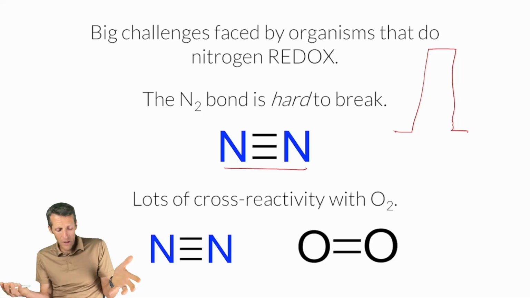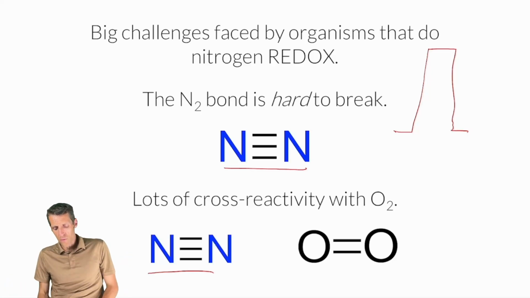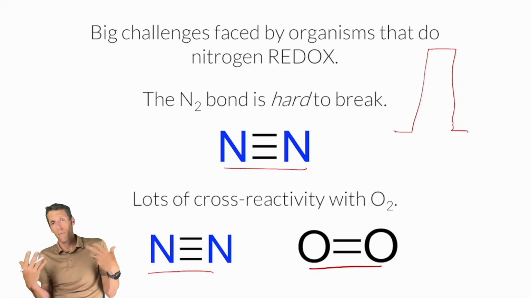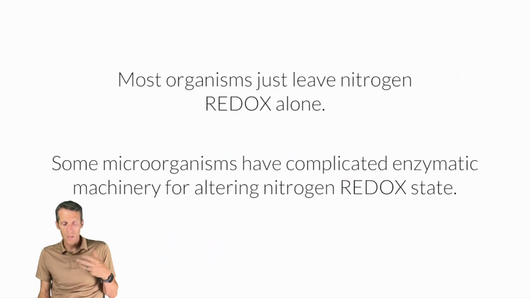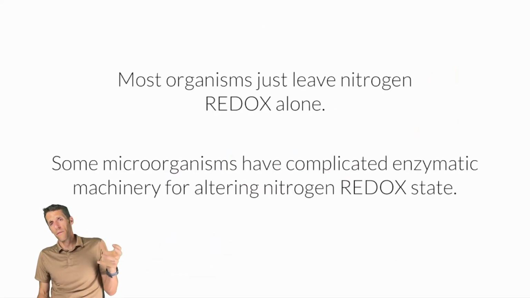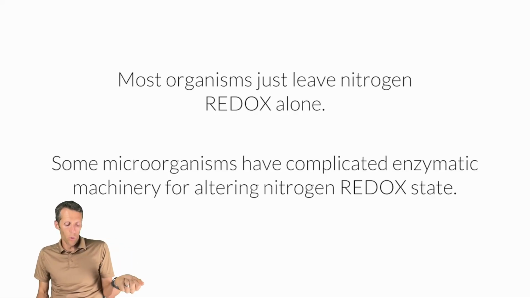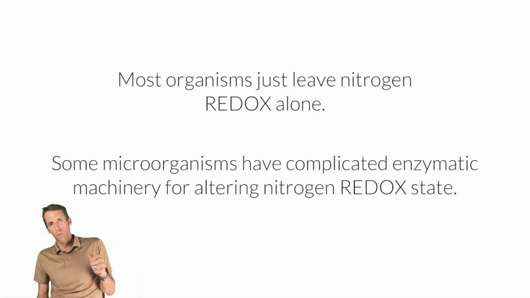In addition to this complexity, there's also a lot of cross-reactivity between these molecules, right? Molecular nitrogen and molecular oxygen look the same. So if you start making N2, you run into this problem of how do you tell it apart from molecular oxygen. And so what this means, because of these factors, because of evolution and the complexity of these reactions and this sort of trap that is N2, is that most organisms just leave nitrogen redox alone.